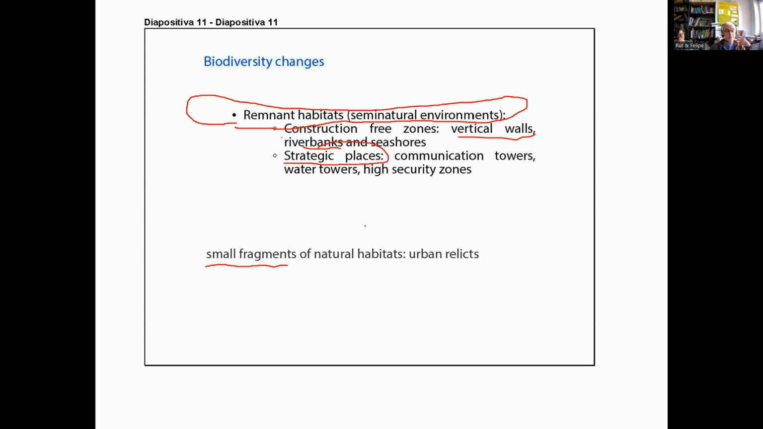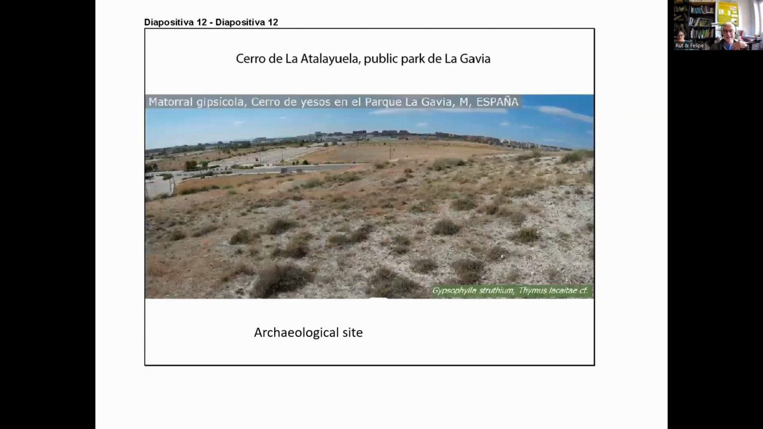There are also what we call strategic places, which are places that nobody can get into because they are strategic, like communication towers, water towers, or high security zones, army zones in the city. There you can find special plant communities, special vegetation, more or less natural, just in the middle of the city. Here you can see an example in Madrid.